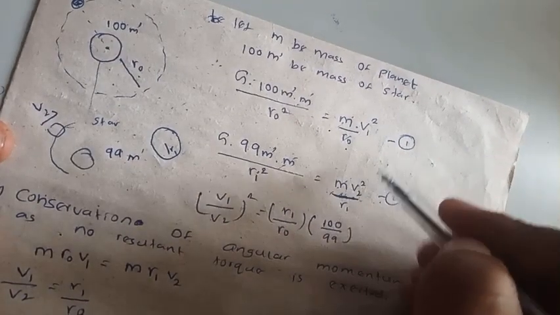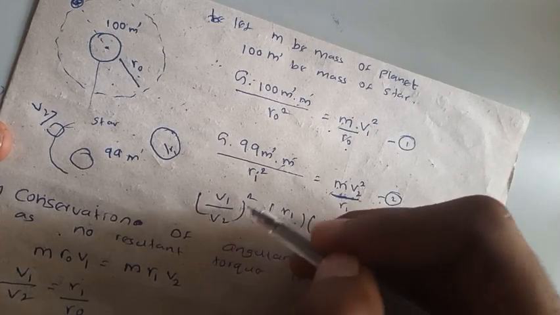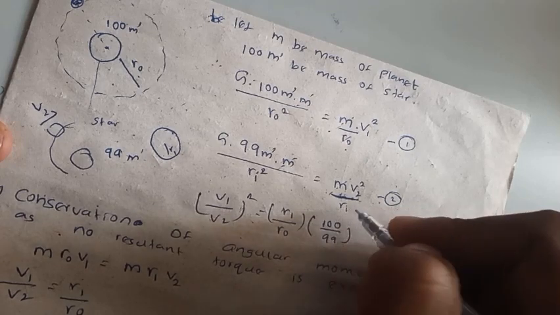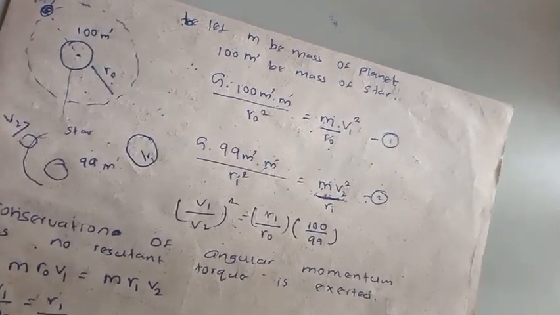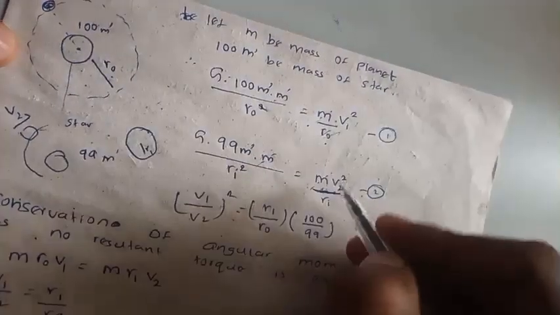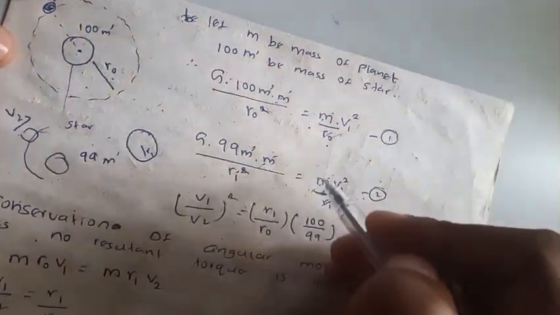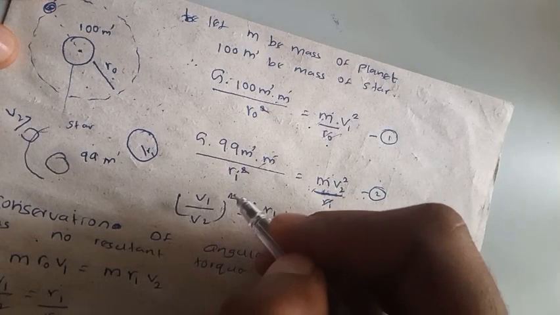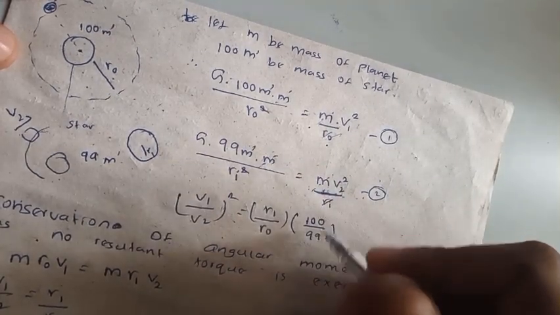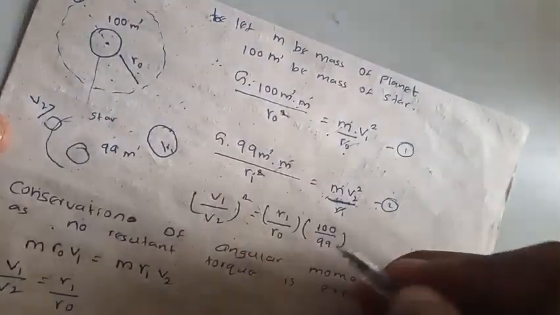So I'm going to obtain an expression between v1 and v2. So if I divide both these expressions, I would get v1 over v2 whole thing squared, which is supposed to be equal to, now you can see r0 and this r0 used to cancel off, and r1 and r1 squared, this used to cancel off. This r1 goes on top, so r1 divided by r0 times 100 divided by 99 as our answer, right? And what are the other equations you can get?